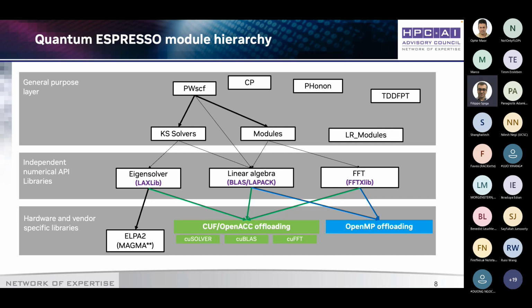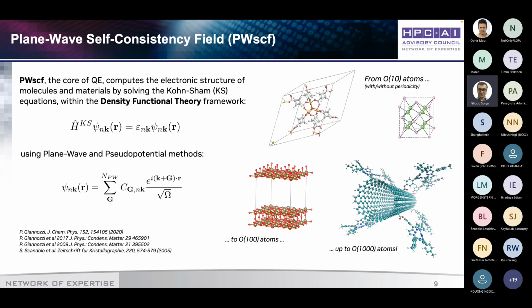At this level is where, let's say, the accelerated libraries are plugged in, while custom GPU code may happen more or less all over the place, based on how the code is structured. But the bigger impact mostly comes from the library. So Plane Wave Self-Consistent Field, the PWscf, is the most famous code. 90% of the calculations that people do start with PWscf. It basically computes what is called the ground state using the Kohn-Sham equation, following the density functional theory framework.